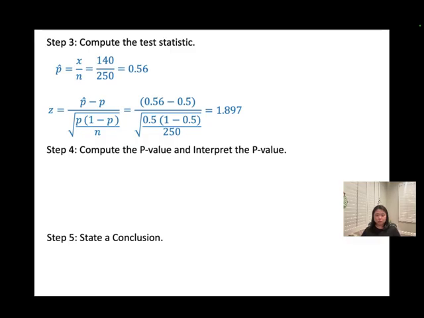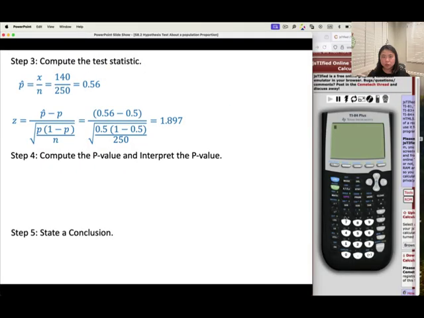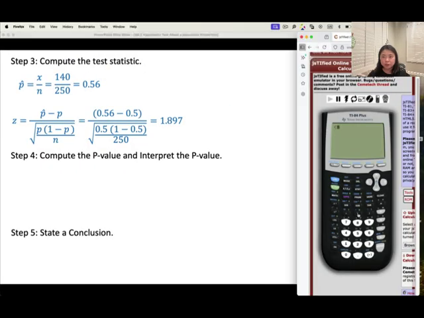Let me show you with the calculator. On your calculator, I'm going to put parenthesis 0.56 minus 0.5 close parenthesis divided by the square root. The square root is second, this key. Square root of 0.5 parenthesis 1 minus 0.5 close parenthesis, and then divided by 250. Make sure the square root includes the 250 as well. Enter. You're going to get 1.897.